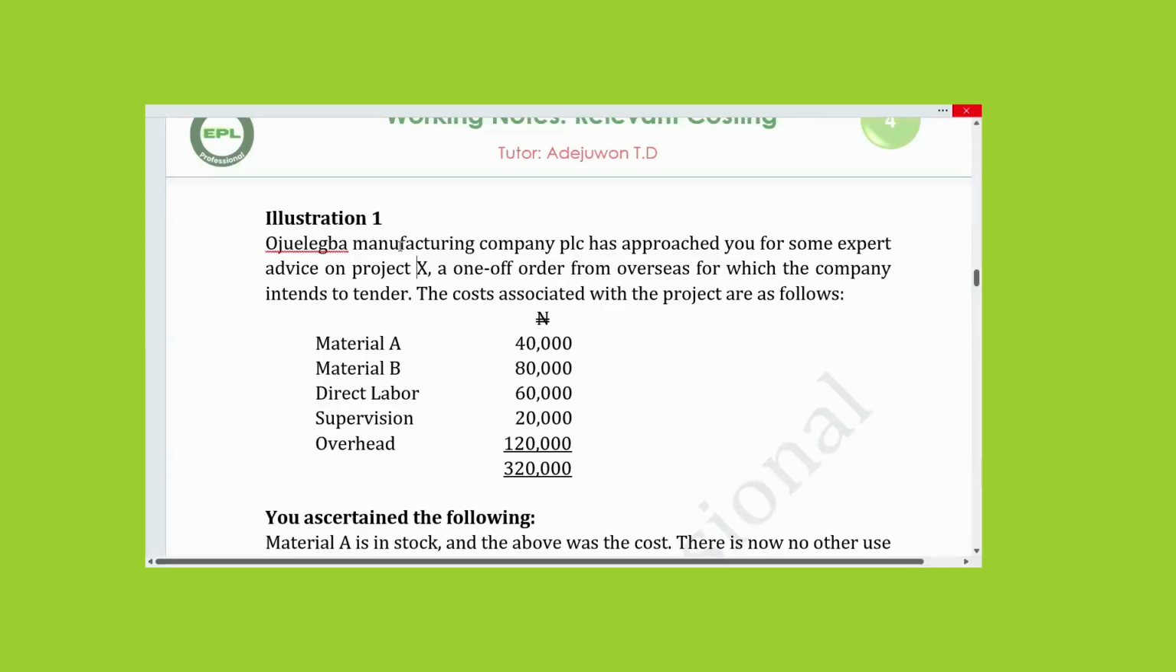So you need to first of all understand who is writing this report. To whom are you going to write the report? Like I mentioned, the company has approached you for some expert advice. So you are the management accountant in this case. You are writing to the management of Ojuelegba Manufacturing Company PLC. You then need to ask yourself, are you an expert embedded in the business, or are you an external consultant? So you need to establish that fact ab initio before you begin to write your report.